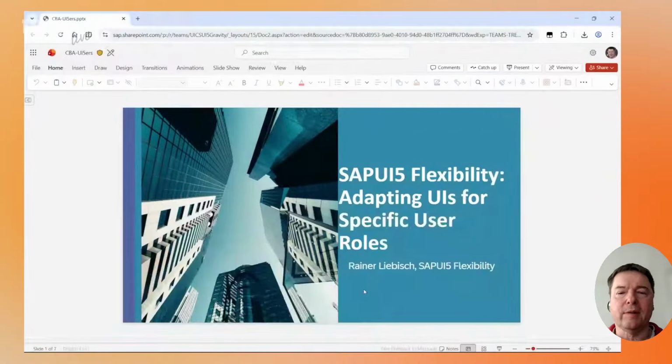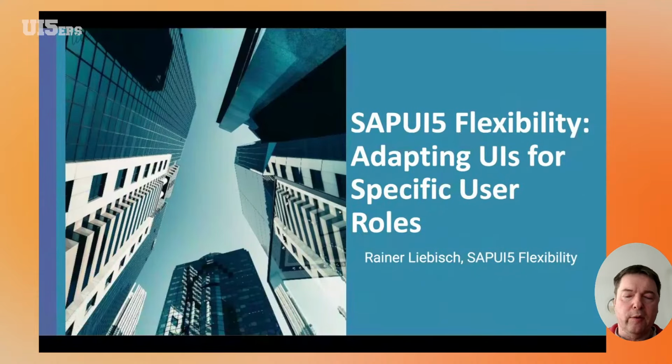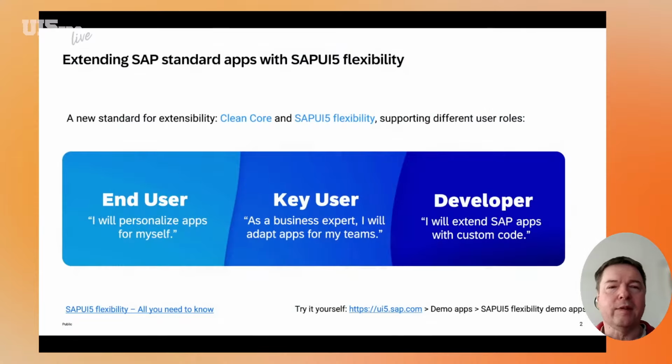Please go ahead. I would like to present a new topic of SAPUI5 Flexibility. It's about adapting UIs for specific user roles. Before I go into details, let me first explain shortly what SAPUI5 Flexibility is. It is an SAP framework, especially for adapting UI5 apps, and this can be done in different ways. You can either be an end user and personalize the apps for yourself, or you are a business expert, then you need the key user role. With this role, you can adapt the apps for different teams or for the whole department or company. Both of these parts can be done without any coding. And finally, it's also for developers, but with a low-code part. You can use custom code and extend the SAP apps with it.